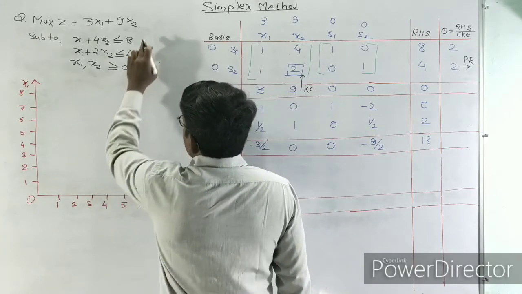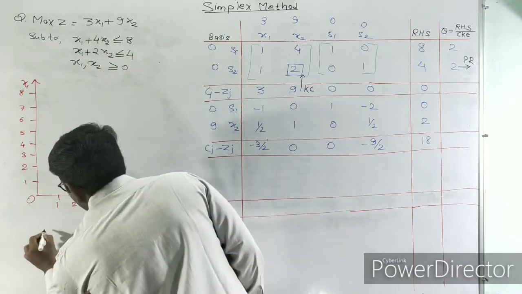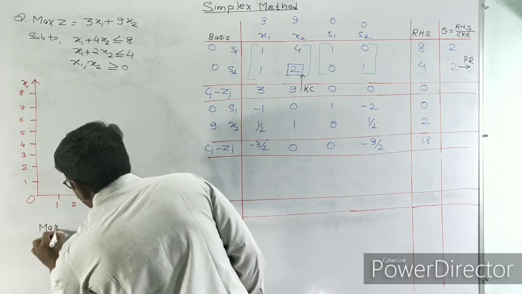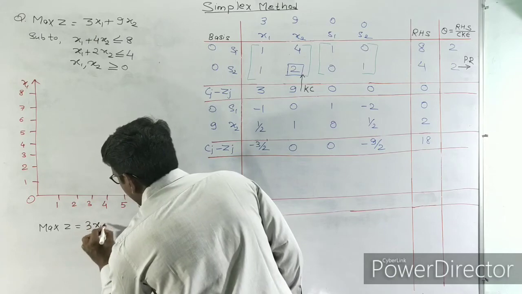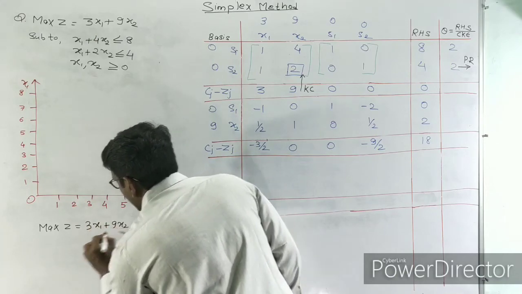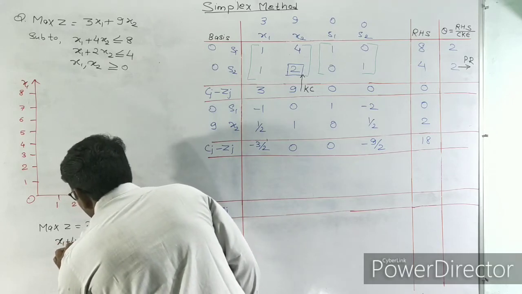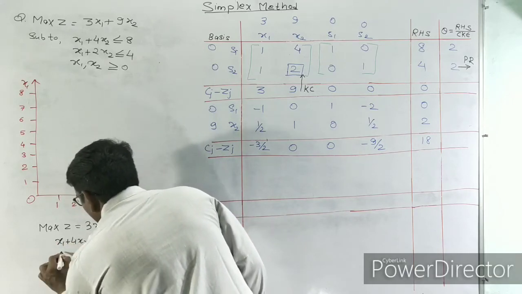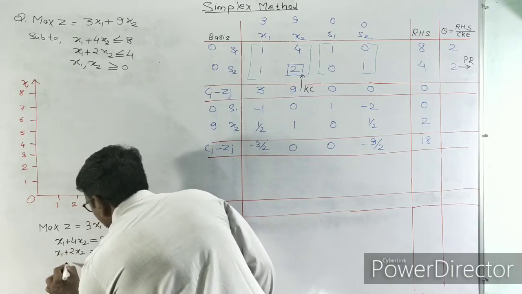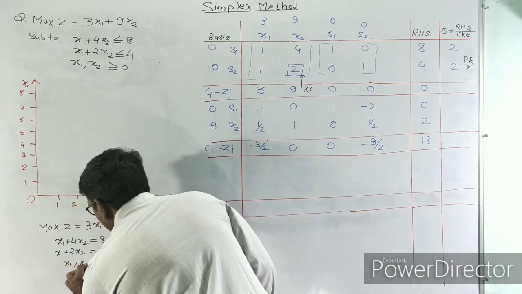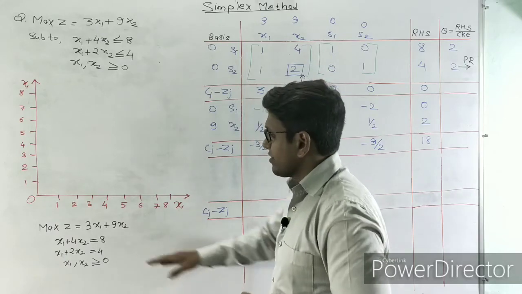So I'll be writing the equations here. That means maximize z equals 3x1 plus 9x2 subject to constraints. That means x1 plus 4x2 less than or equal to 8 and x1 plus 2x2 less than or equal to 4, x1, x2 greater than or equal to 0. Now let us draw the constraints.